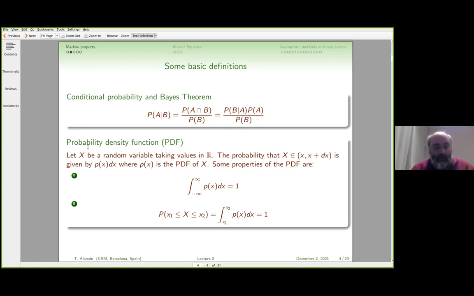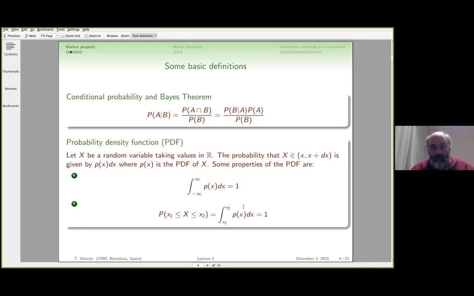Okay, and the definition of the probability density function is given here. Basically, the probability density function is defined for continuous random variables, so that P of x multiplied by dx is the probability that the random variable belongs to this interval.